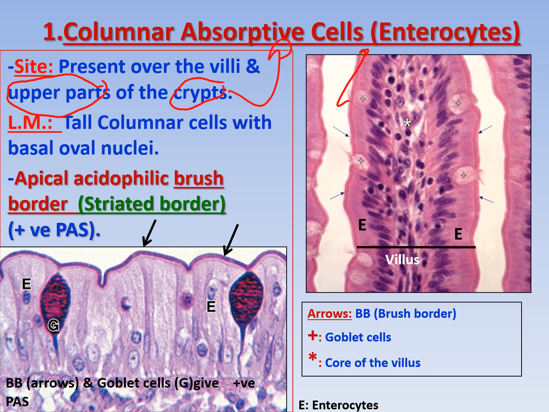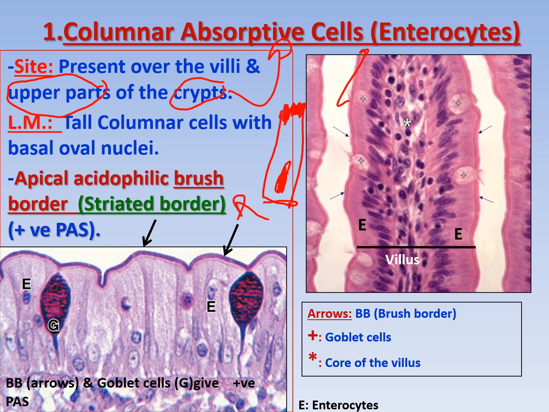What about the shape of the cells? All the epithelial lining of the small intestine is simple columnar epithelium. So this cell is a columnar cell with an oval basal nucleus. When we stain these cells by hematoxylin and eosin, it will be acidophilic. But acidophilia will be more on the upper surface. It appears as if it is like that of a brush. So it has an apical acidophilic brush border, or another name, striated border.